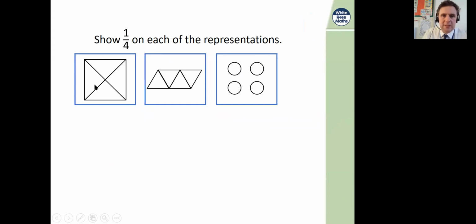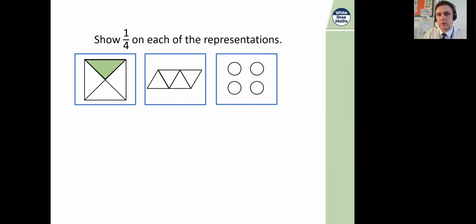We've got this square that's been split into quarters. I know it's quarters because it's 4 equal parts. Wouldn't be quarters if they weren't all equal. But each of the 4 triangles is the same size. They're equal parts, so I know it's quarters.